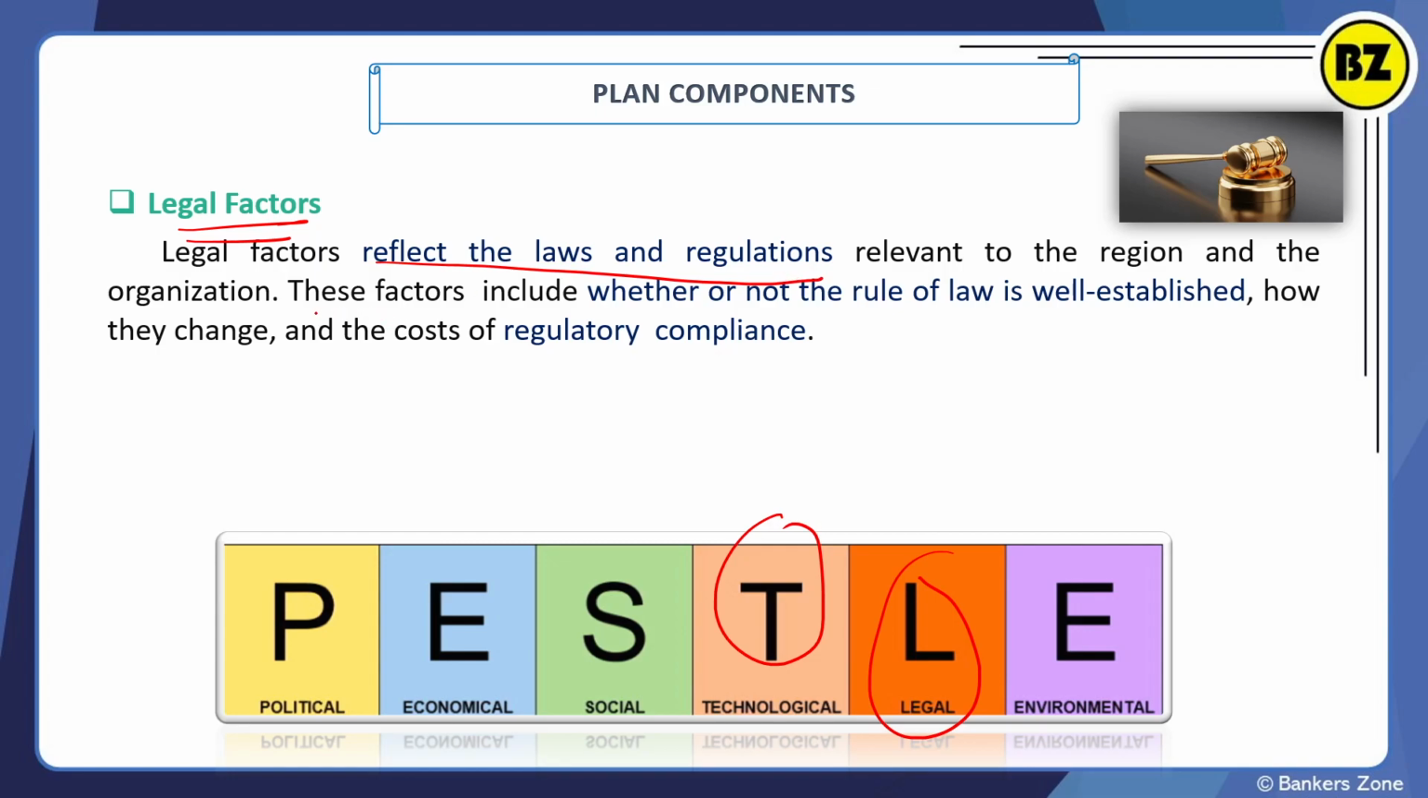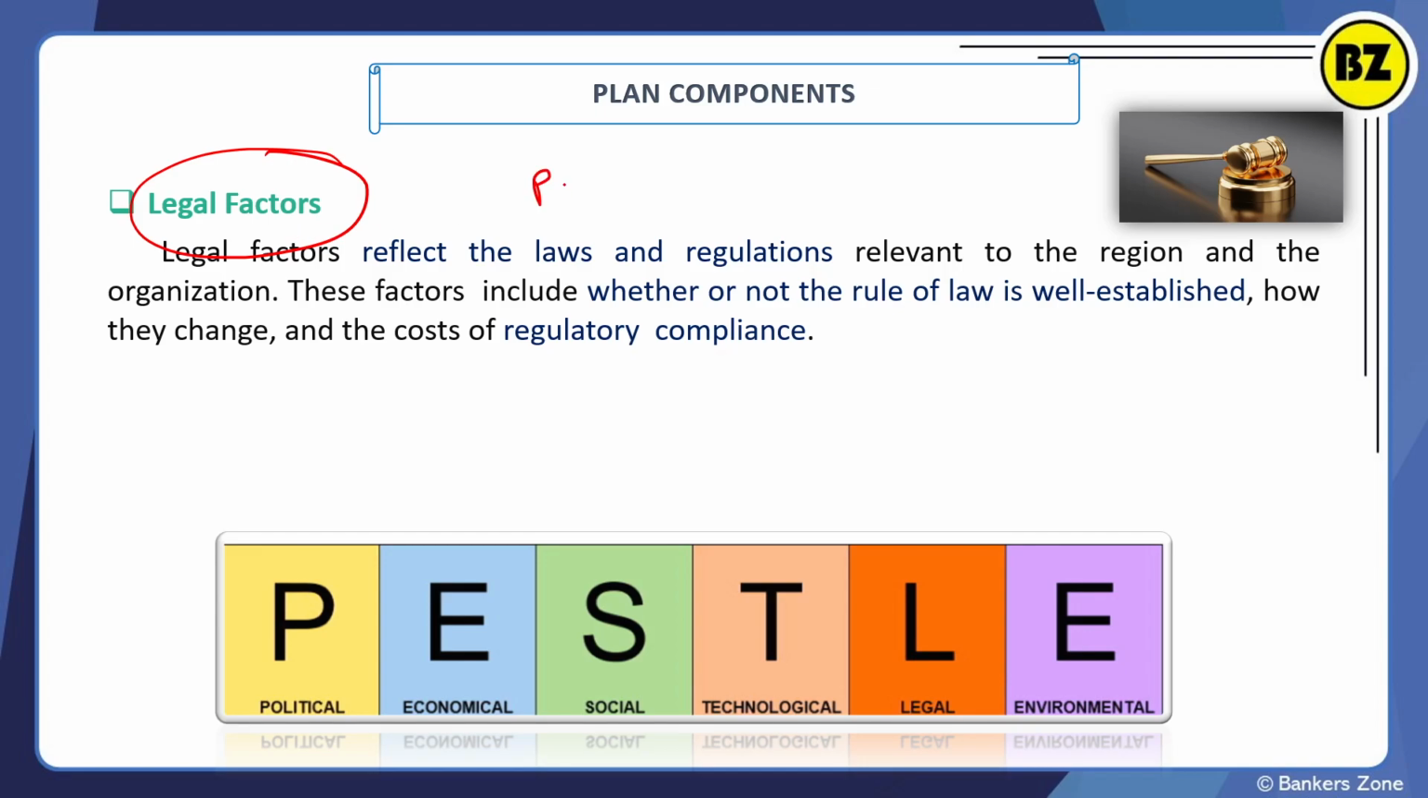Then these factors include whether or not the rule of law is well established, and how they can change the cost of regulatory compliance, which you also have to consider. See, legal factor means what? Suppose you have to set up a company in North Korea. Okay, so Kim Jong Un, whether there are laws or regulations, you are bound by what the dictator says in North Korea, right? So it is very hard to do business in such a country, right?